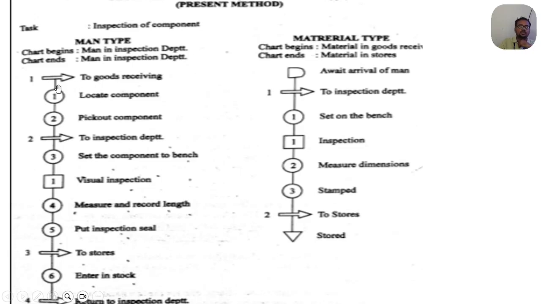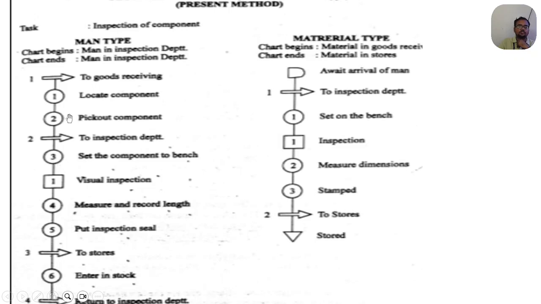So first, he is moving out to receive the goods. Once he has moved out, we call that transportation. Second, he is locating the component and picking out the components, which is a kind of operation involved. That is denoted by the circle. Then he is moving on to the inspection department, and he then sets up the component on the bench.